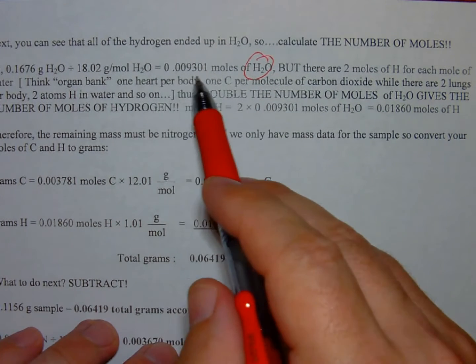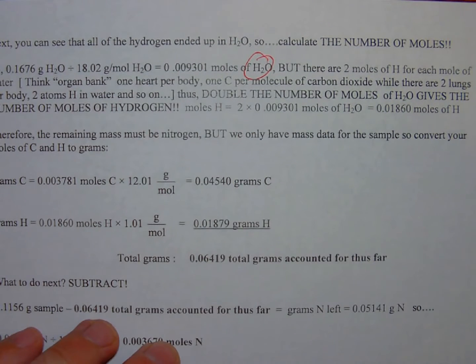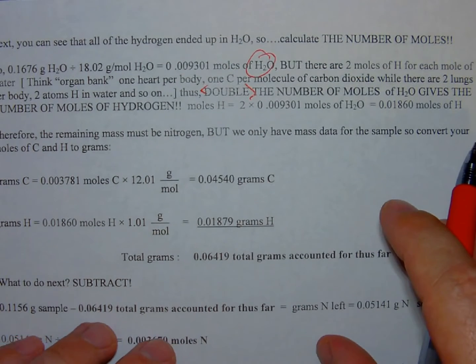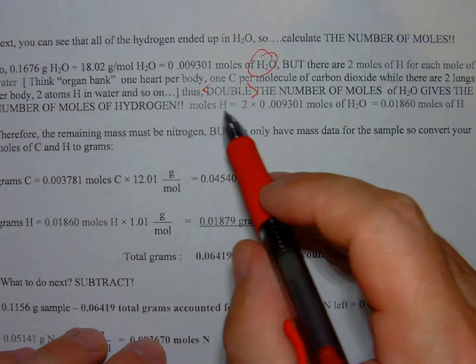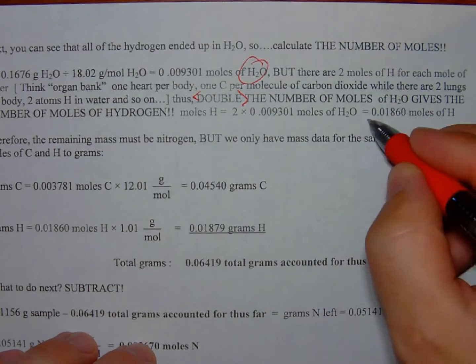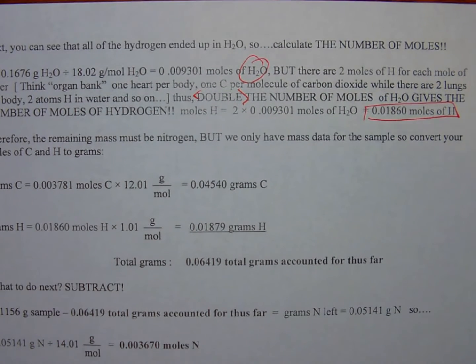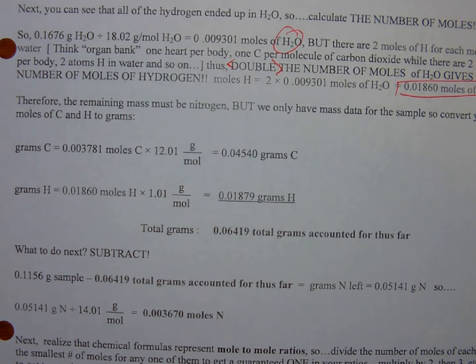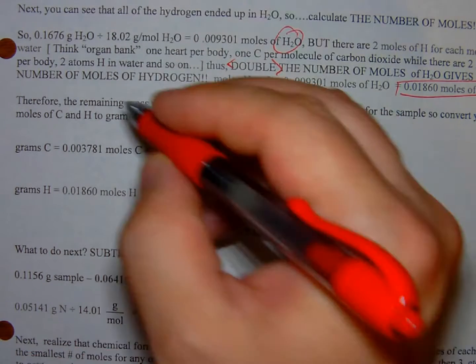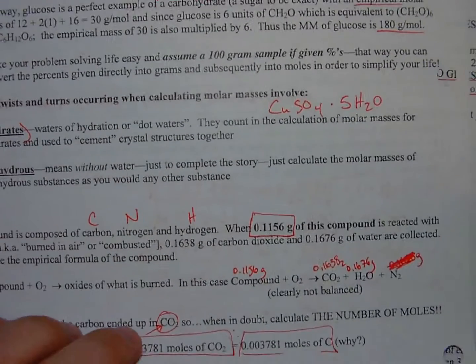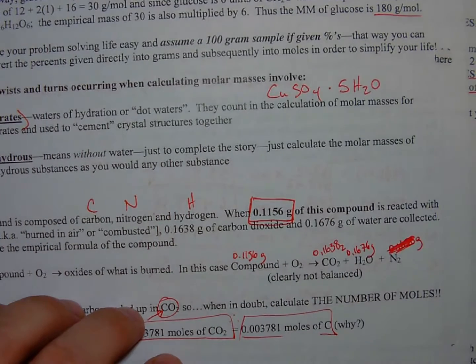So I have this many moles of H2O, therefore I'm going to need to double the number of moles of H2O to give the number of moles of hydrogen. So here's my number of moles of hydrogen. I double the number of moles of H2O, so I'll come up with 0.01860 moles of hydrogen. Therefore, the remaining mass must be nitrogen. Well, hold on. What do I mean remaining mass? Well, let's go back to the problem. I have a certain sample, 0.1156 grams of this compound.